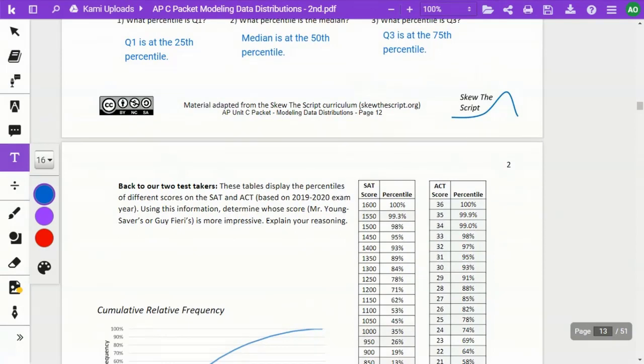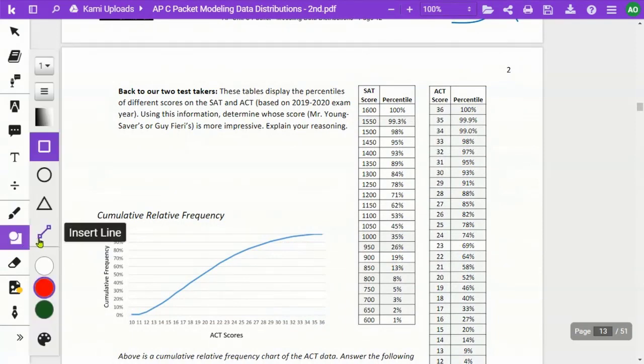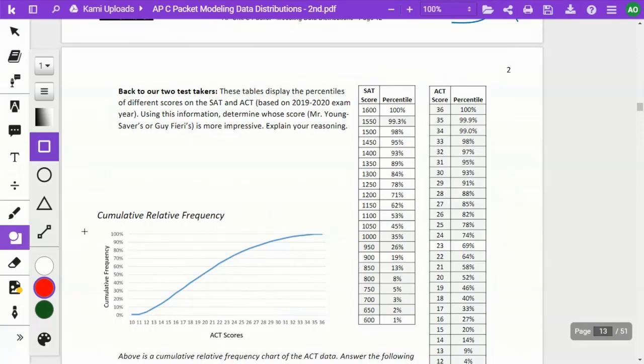So we're going to go back to our test takers, and now we have percentiles here, all right? And we know what Youngsaver scored, and we know what Guy Fieri scored. See if you can figure out where they are on this cumulative frequency table. Go ahead and see if you can figure it out. I will share an answer here in a little bit.